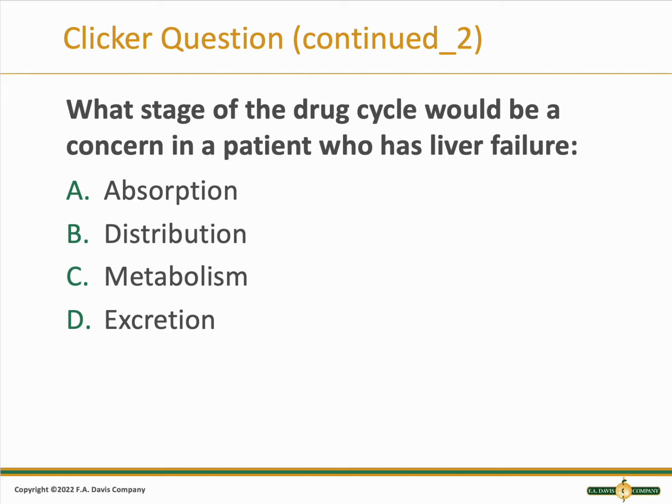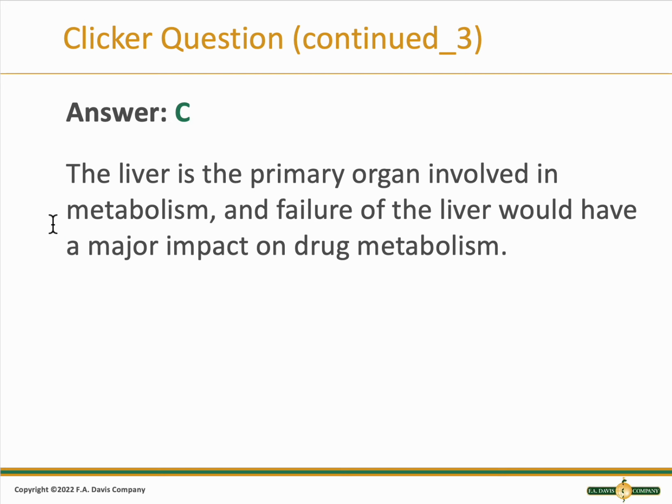Okay, so this is a good question. What stage of the drug cycle would be a concern in a patient who has liver failure? I'm going to give a second to let you think about it. So for this one, we're talking about metabolism, right? C, metabolism. Remember that the liver is the primary organ of metabolism, and failure of the liver would have a major impact on drug metabolism.